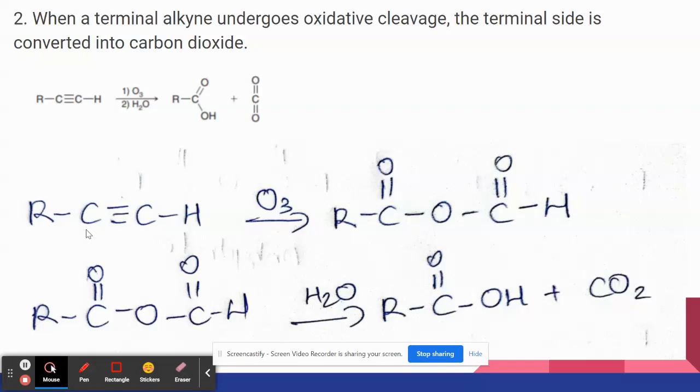So first, we look at the mechanism. The terminal alkyne undergoes ozonolysis. We add three oxygens, we get this compound, and then in order to hydrolyze this compound, we use water, and at the end the final products we get are carboxylic acid and carbon dioxide.